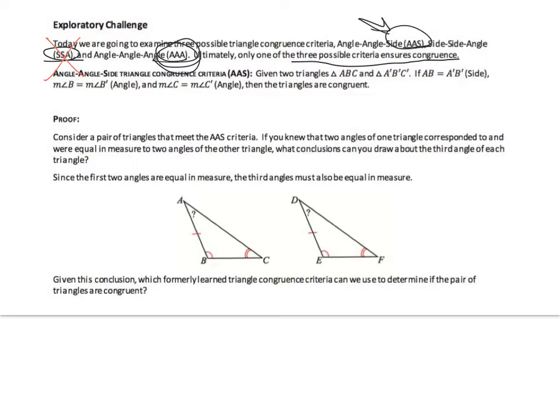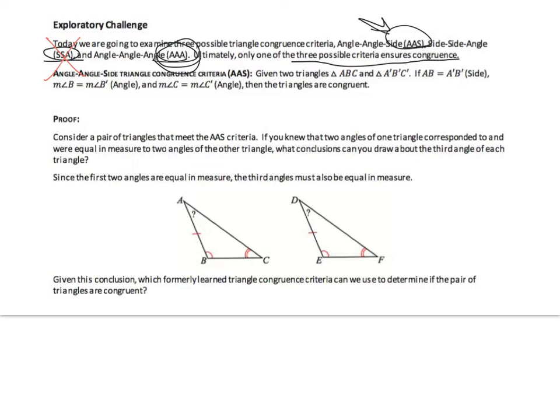Angle, angle, side. Given two triangles, triangle ABC and A prime, B prime, C prime. If AB equals A prime B prime, measure of angle B equals measure of angle B prime, and the measure of angle C equals the measure of angle C prime, then the triangles are congruent. And let's talk about why. Consider a pair of triangles that meet the AAS criteria. If you knew that two angles of one triangle corresponded and were equal in measure to two angles of the other triangle, what conclusions can you draw about the third angle of each triangle?